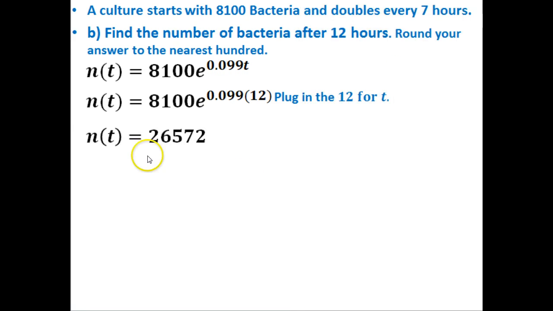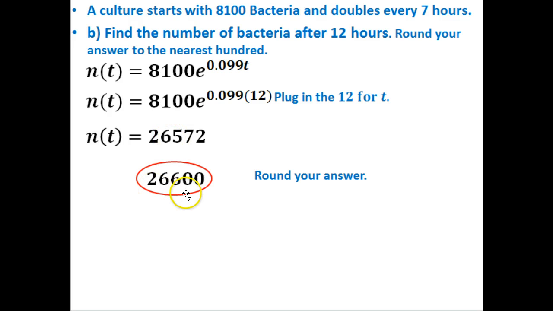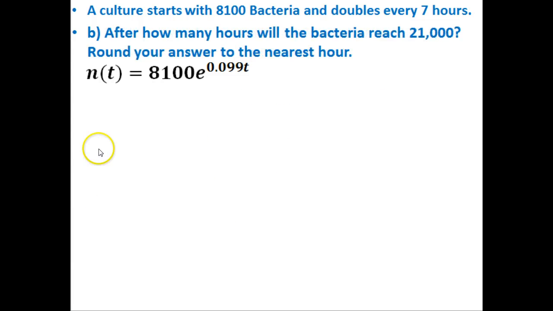Then I just hit enter, and that gives me 26,572. So there we go. And now we need to round it, and it asked me to round it to the nearest 100. Okay, so the nearest 100 in this case would be 26,600. Rounding my answer, 26,600 bacteria. Okay, now that we've got that one done, there's one other question that will pop up here as well. And the last question will say, after how many hours will the bacteria reach 21,000?